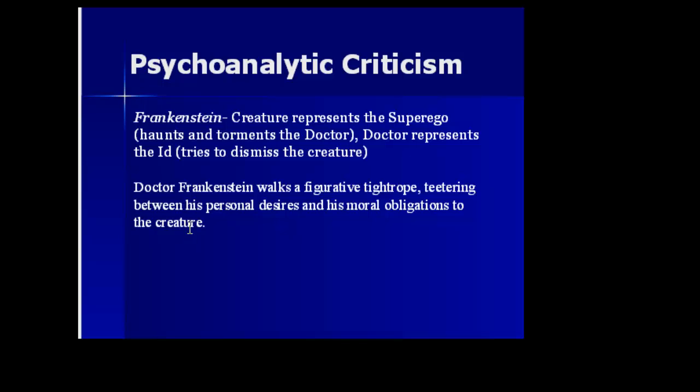So for example, in Frankenstein, which we should be able to get to this year, the creature is representing the superego, which is haunting and tormenting the doctor, and the doctor represents the id, trying to dismiss the creature. The whole premise of a psychoanalytic critic in viewing Frankenstein would be looking at the kind of battle between the superego and the id, which results in the ego. So the sentence that a psychoanalytic critic would compose would read something like, Dr. Frankenstein walks a figurative tightrope, teetering between his personal desires and his moral obligations to the creature.